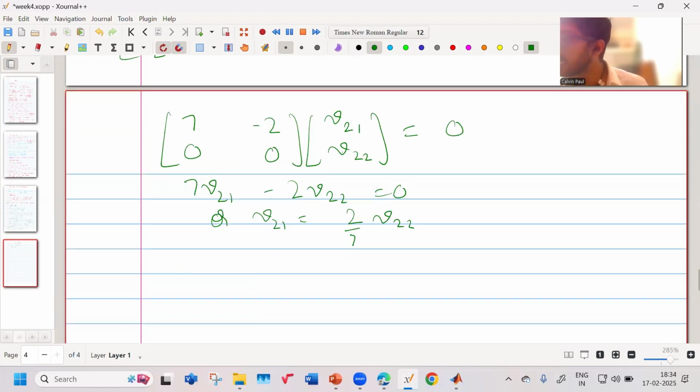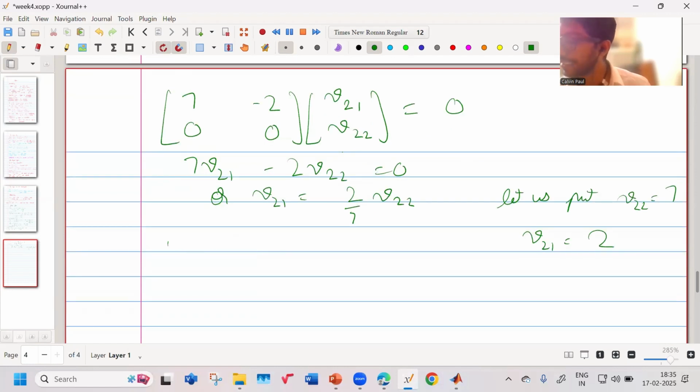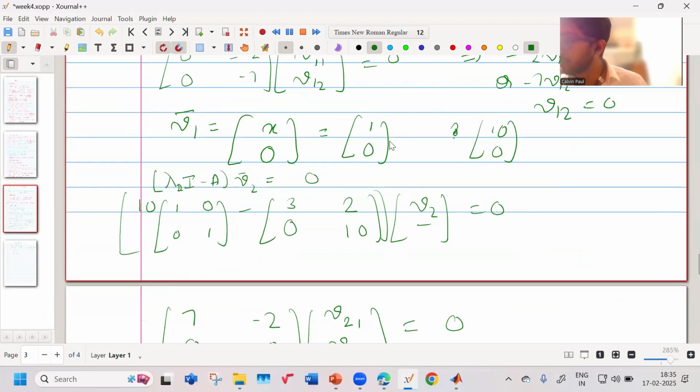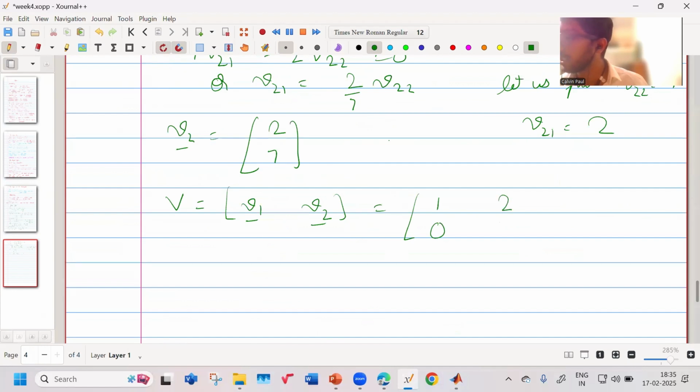Okay. So let us put v2 2 to be equal to 7. Then what do we get? We get v2 1 is equal to 2. So our v2 bar in this case is equal to 2 and 7. Okay, so this is our matrix, right? So we have a transformation matrix V, which is actually v1 bar, v2 bar, right? v1 bar is 1, 0, and this v2 bar is 2, 7.